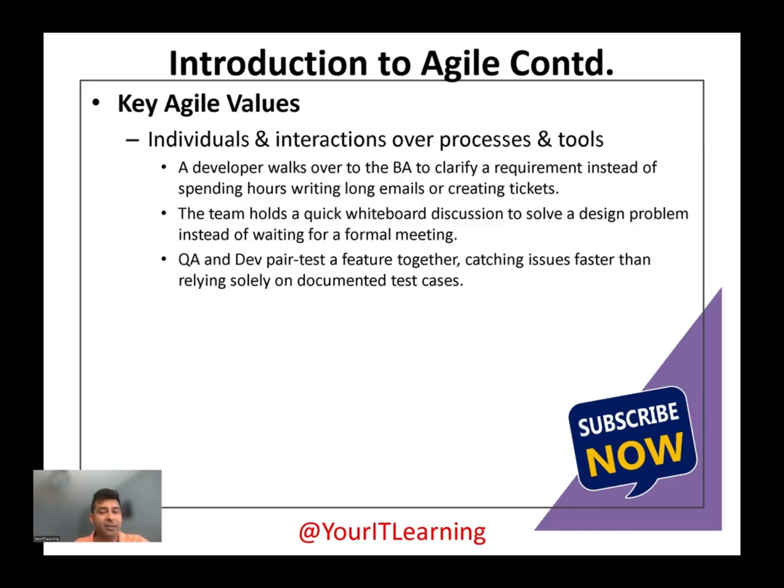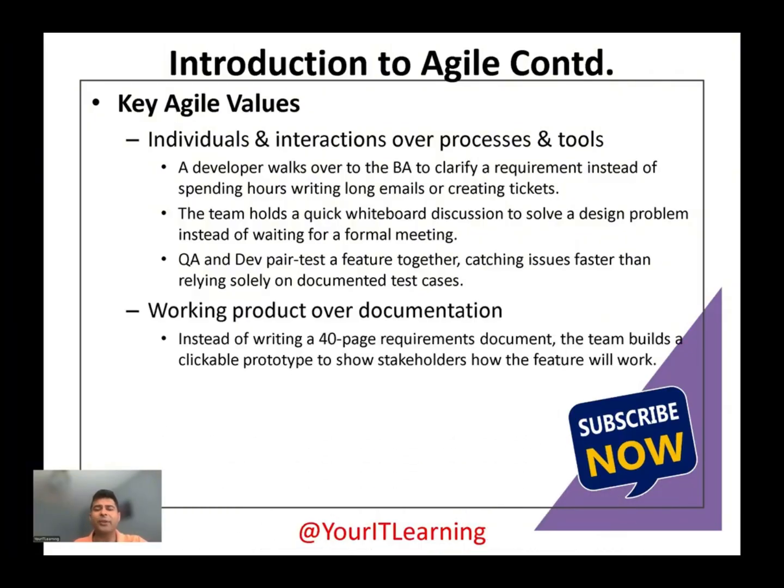QA and dev pair and test a feature together, catching issues faster than relying solely on documented test cases. Working product over documentation. So instead of writing a 40-page requirement document, the team builds a clickable prototype to show stakeholders how the feature is going to work.